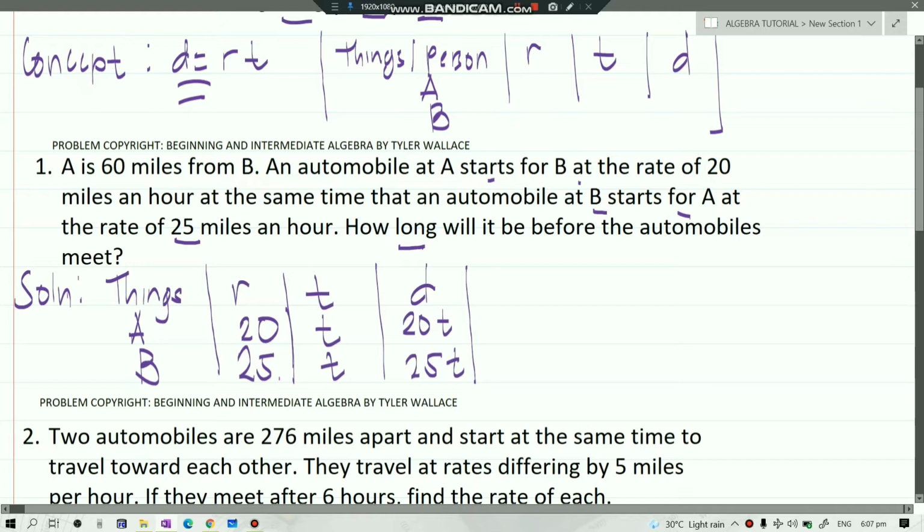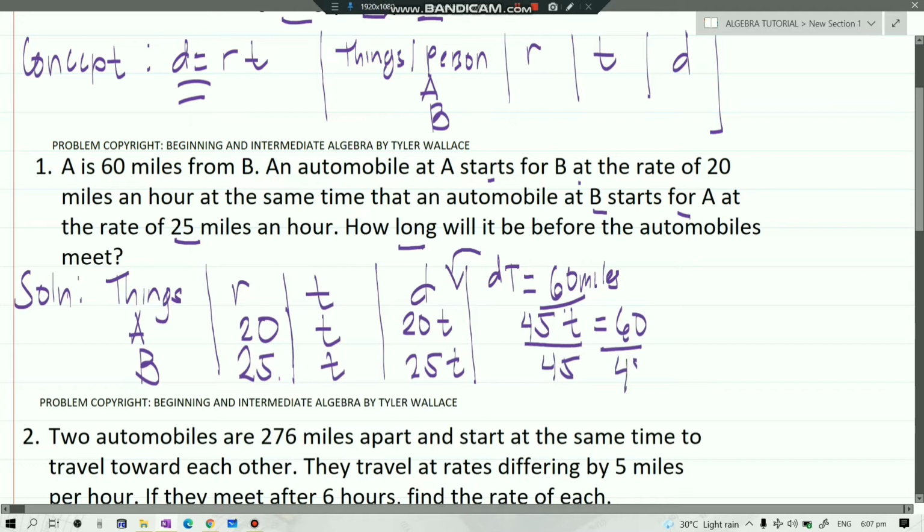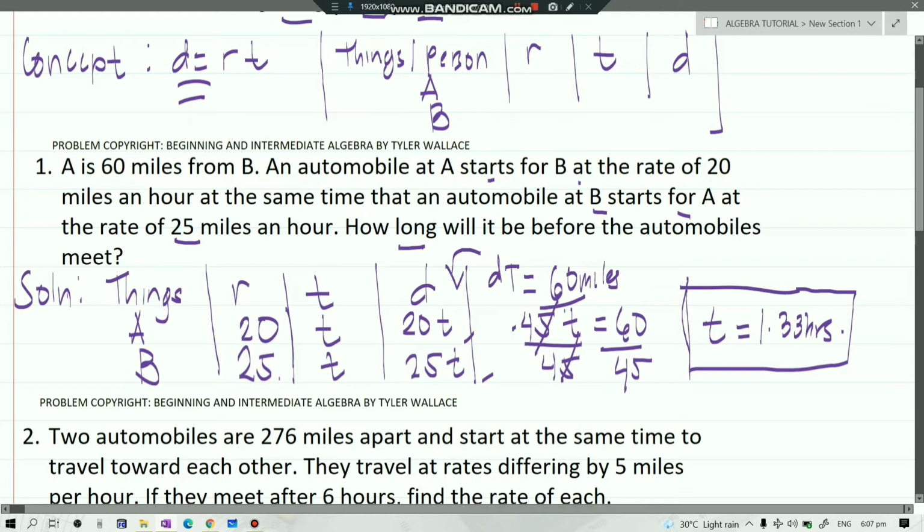But also, you have a given distance of 60 miles. Okay? So, ito yung ipang-equate mo dito sa equation ni D since ang topic natin is linear equation. So, to solve that, that is 45t is equal to 60. And we have 45 and 45. So, ang time natin is 1.33 hours. Okay? So, ito po yung ating unang sagot. So, yung 45t is nanggaling sa 20t plus 25t.